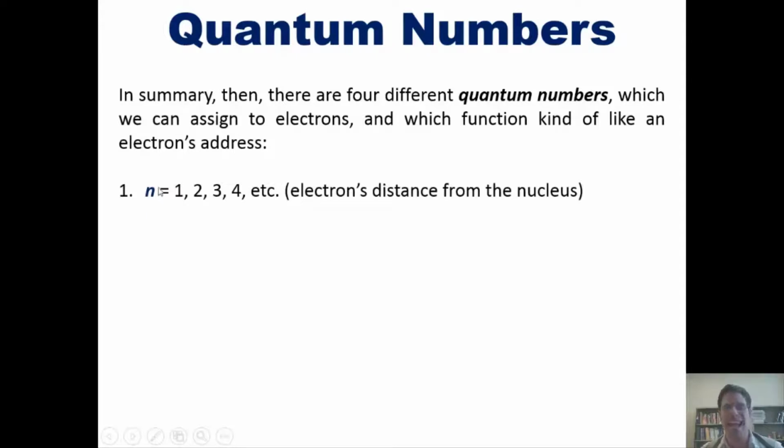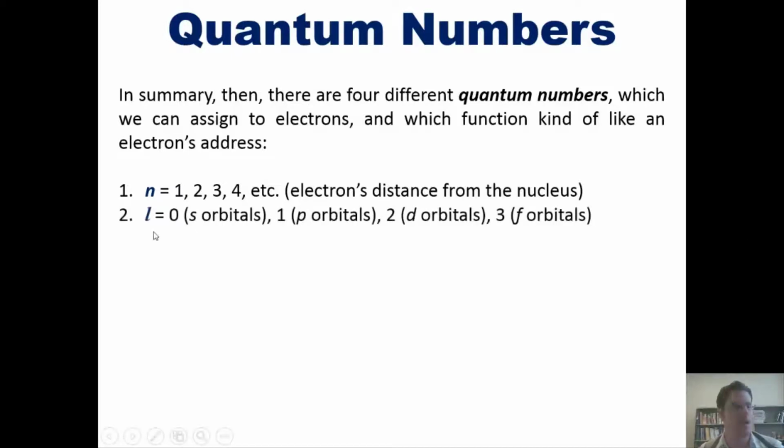This number can be any integer starting with 1 and tells us how far away an electron is from that atom's nucleus. The larger the n number, the further away that electron is, and the higher in energy and more reactive it is. The second one is the L, or azimuthal quantum number. It is always equal to 0 for s orbitals, 1 for p orbitals, 2 for d orbitals, and 3 for f orbitals. And those are the only 4 options you have for the azimuthal quantum number.